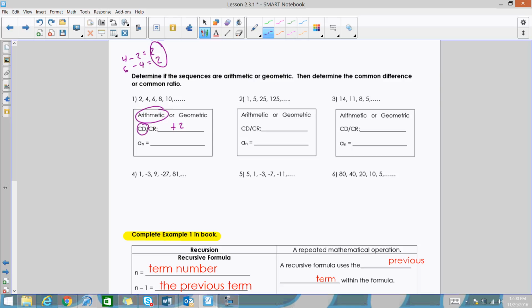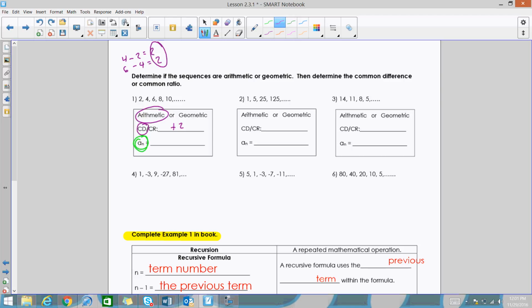So what we have to do in this problem is determine if the series is arithmetic or geometric, and then determine the common ratio. So that's what we did. We will come back to this. Do not fill that out, okay? Don't fill that out for any of these. So all we're going to do is arithmetic or geometric. So number 2, all right?